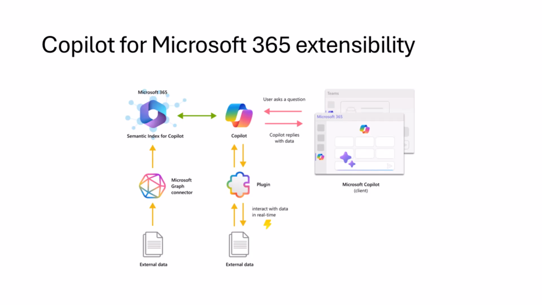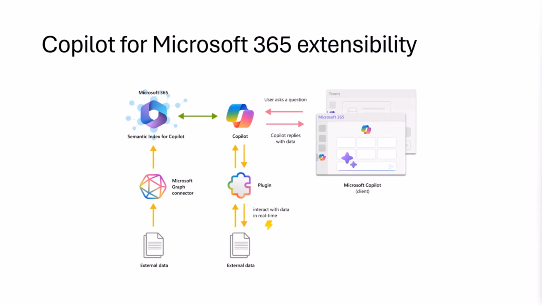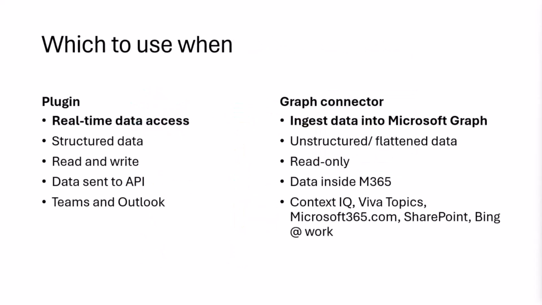Now, this is a series, quick recap. Last week, we talked about the different options available to you for Copilot for Microsoft 365. So there are two ways to extend Copilot. You have Microsoft Graph connectors, and you have plugins that are available to you. And just to quickly recap as well, which one to use when. Here, we've got the differences in front of you.